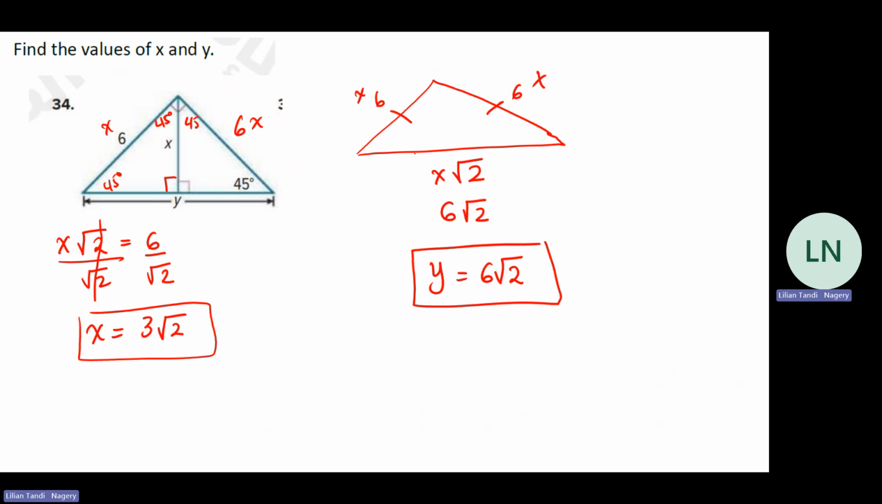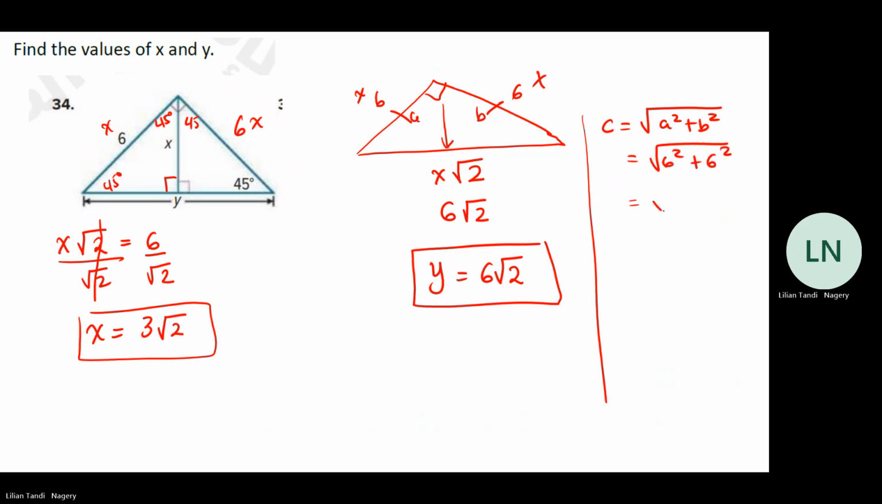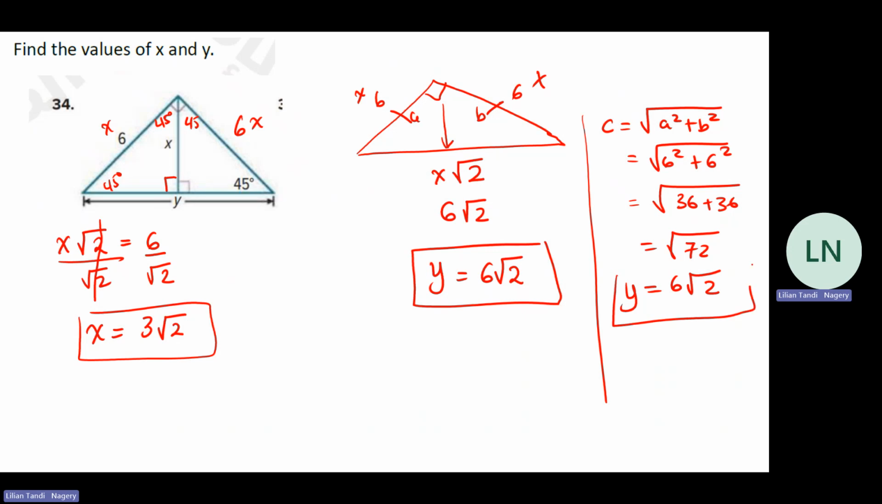Or you can do Pythagoras theorem. This is your A, this is your B, and this is your C. C equals the square root of A squared plus B squared. 6 squared plus 6 squared. 36 plus 36, square root of 72. Square root of 72 is 6 square root 2. And you write here y. And you box your answer and you write units. Right, units. So I've shown you 2 different ways of doing the same thing. Okay. All right, let's move on.